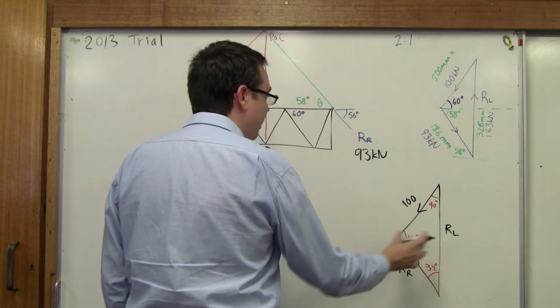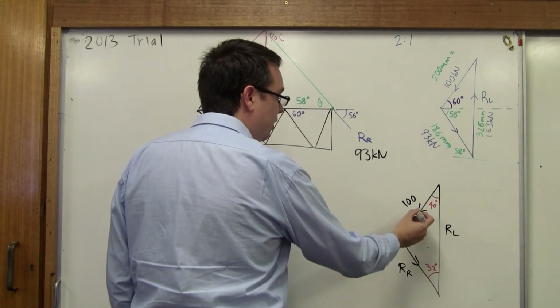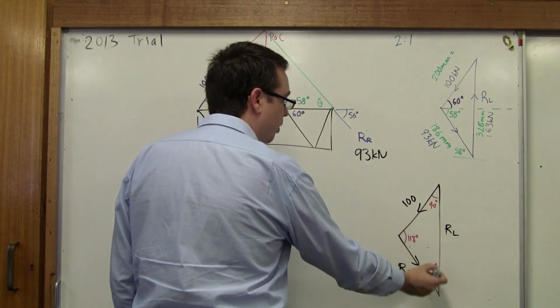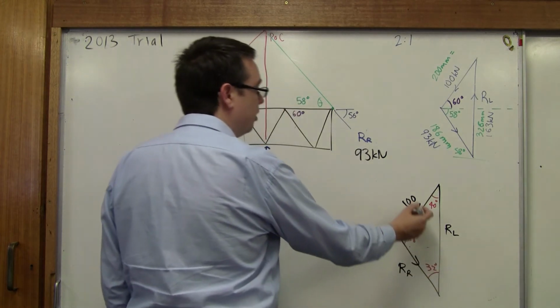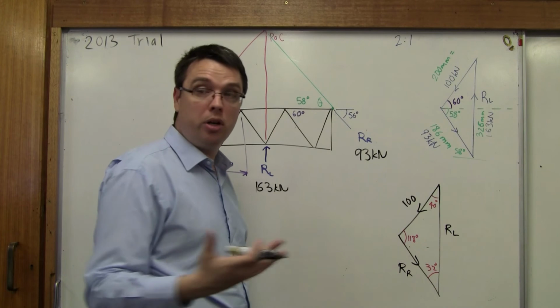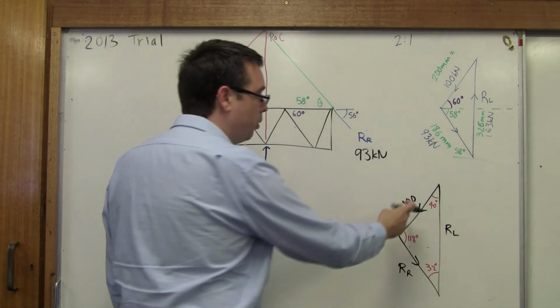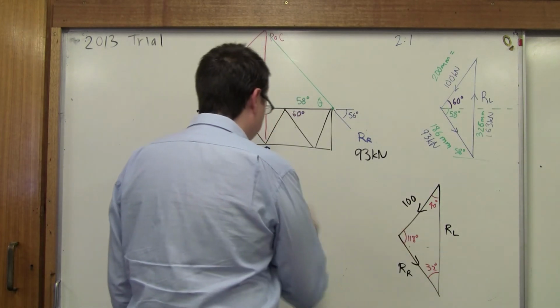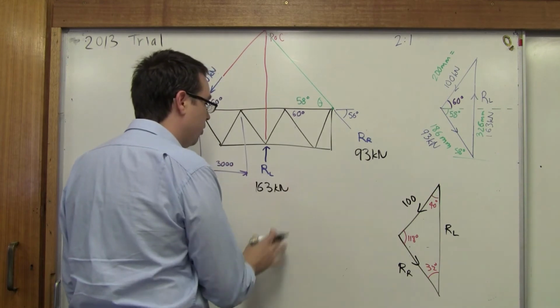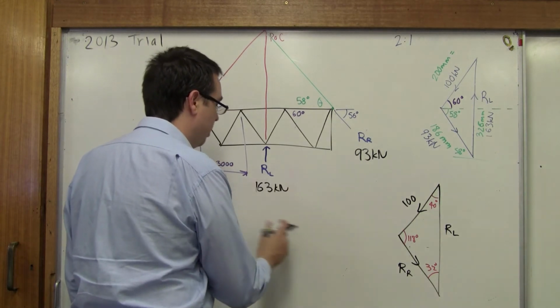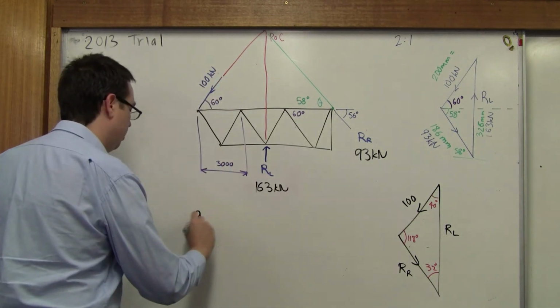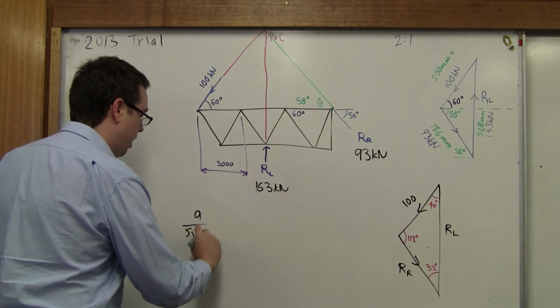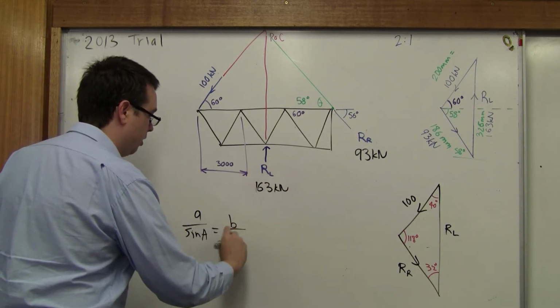Anyway. Okay, so what we know is that this angle is opposite the 100. The 100 is given, right? So we want to find the angle that is opposite. So the sine rule says A over sine A equals B over sine B. Do I need to write that? I hate writing that. A over sine A equals B over sine B.